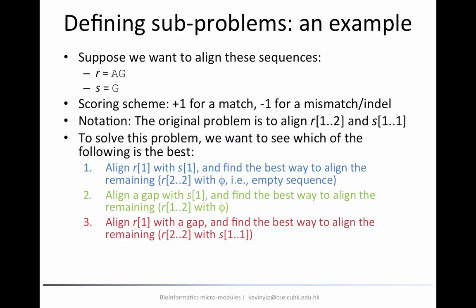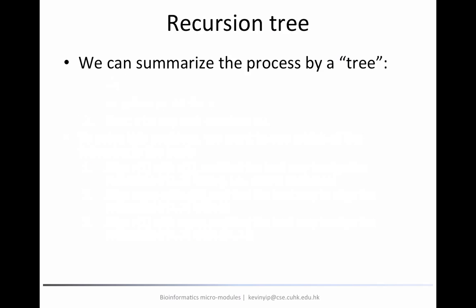The second possibility is we align a gap with S1, and then we have a new subproblem, which is to align R[1...2] with an empty string. Finally, we can align R1 with a gap, and then we have a new subproblem, which is to align R[2...2] with S[1...1]. We can also visualize this whole process by something called a recursive tree.